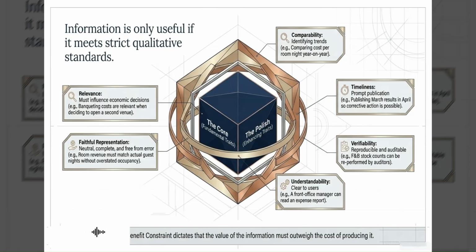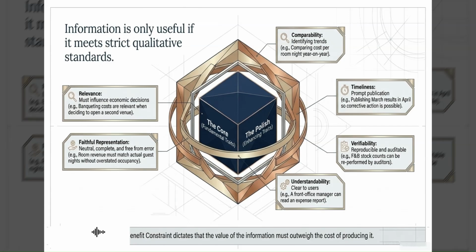The four enhancing characteristics do not make bad information good. They make good information better and easier to use. Think of them as polish on a surface that must already be sound.